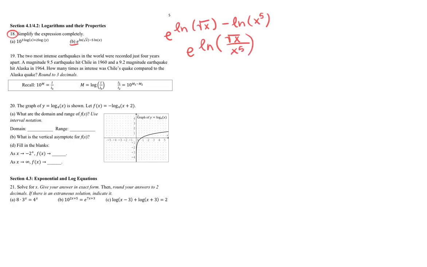Similarly, my natural log is really log base e, so again, these are going to go away, and I'm just left with what's inside the argument of my natural log, and that is the square root of x over x to the power of 5, and I can rewrite this as x to the 1/2 divided by x to the power of 5. And knowing that 5 is really 10/2, we can subtract our exponents and get that this expression is really equal to x to the negative 9/2. And we're done.